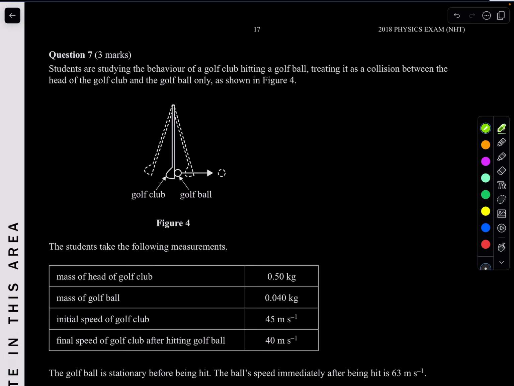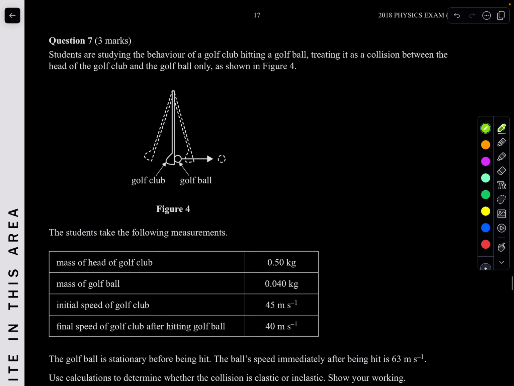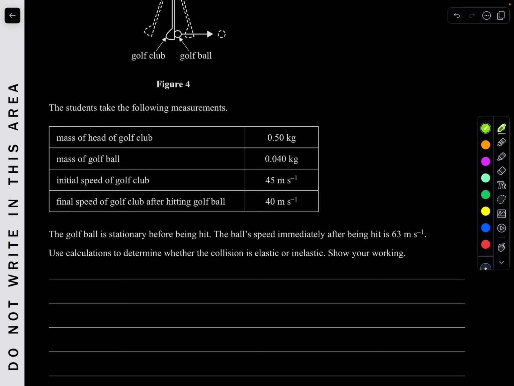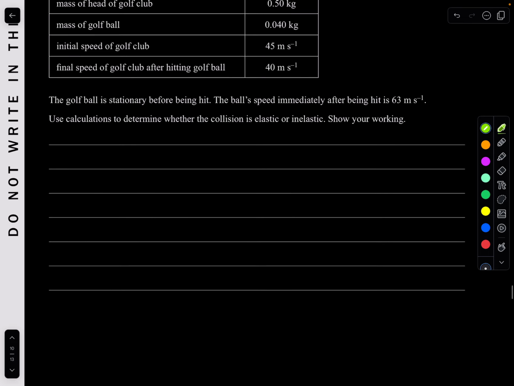Question 7. Let's also do this one over here. Students are studying the behavior of a golf club hitting a golf ball, treating it as a collision between the head of the golf club and the golf ball only, as shown in figure 4. The students take the following measurements: the mass of the head of the golf club, the mass of the ball, the initial speed of the golf club, and the final speed of the golf club. The ball is stationary before it was hit, and the ball speed immediately after being hit is 63 meters per second. Use calculations to determine whether the collision is elastic or inelastic. Show your working out.